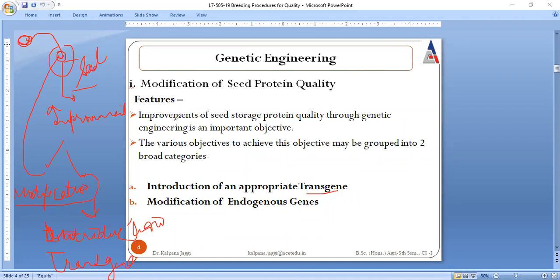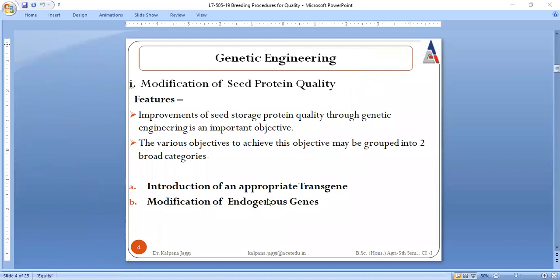Modification means improvement. Improvement of what? Improvement of the protein that is stored within the seed, whose quality is to be improved. And how is the improvement done? It is to be done through genetic engineering. And genetic engineering is what? It is one of the modern approaches.